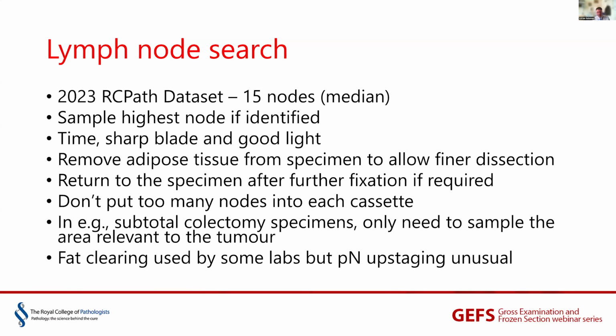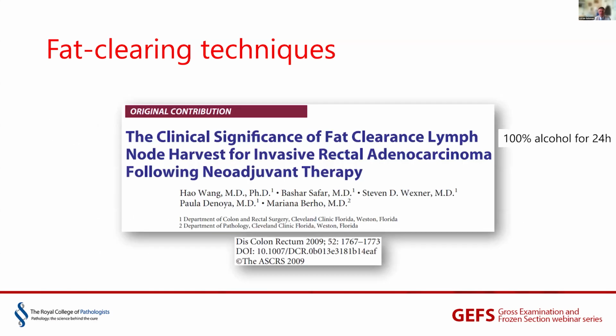I wanted to mention fat clearance. Some labs, certainly in the UK, use this routinely, but most don't use it routinely. And generally speaking, the feeling is you will find more lymph nodes, but actually it's uncommon to upstage the nodal stage, the TNM stage for nodes of a colorectal cancer, by doing that. I'm just highlighting one study here. It's a little bit older now, but these people used, and there are different sorts of fat clearance that you can use, alcohol for 24 hours.